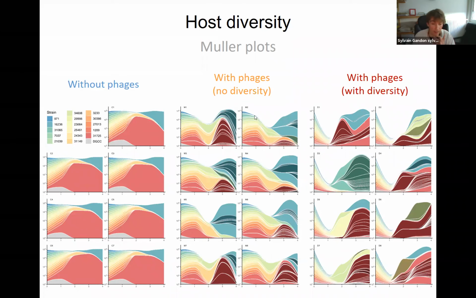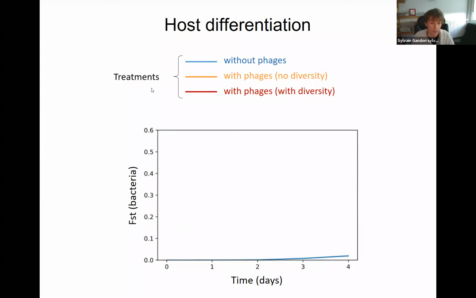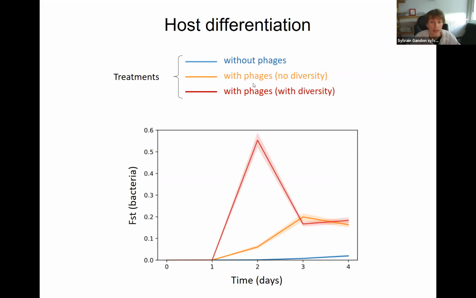So one way to measure this variation among replicates is to look at FST, which is a measure of differentiation among replicates. So I'm going to show you this here in this figure. This is the FST among replicates across time. Without phage, there's almost no FST building up. With phage, with no diversity, there is some FST building up slowly. And when there is a lot of phage diversity, that's what we saw in the previous Muller plots, the FST is actually building up by day 2. There's a massive amount of differentiation.